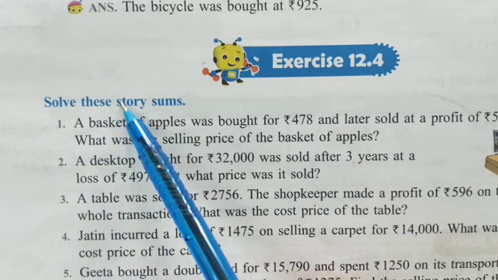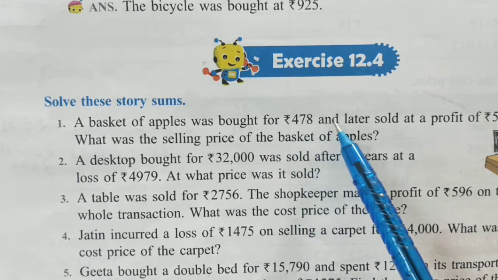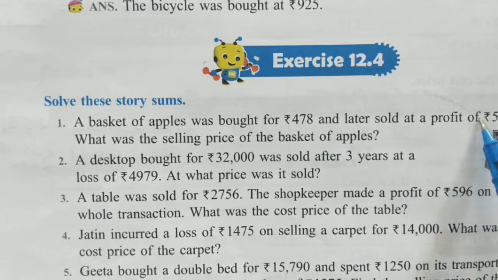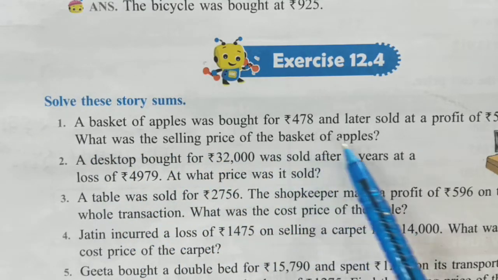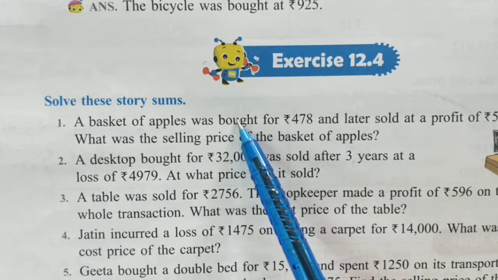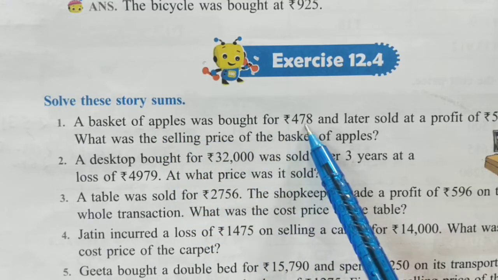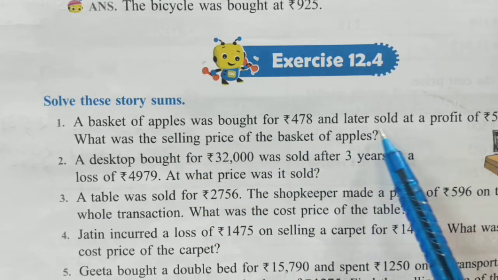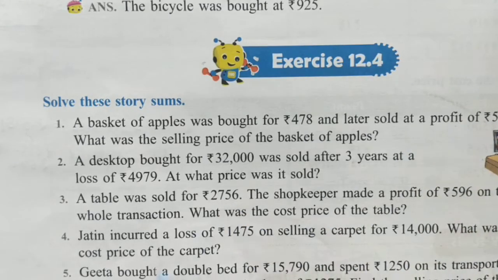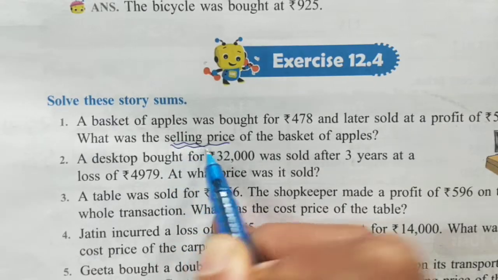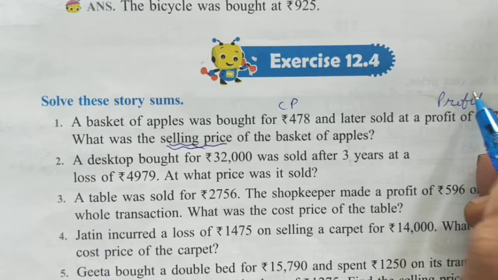First, solve these story sums. A basket of apples was bought for rupees 475 and later sold at a profit of rupees 57. What was the selling price of the basket of apples? Here we have given bought, means this is a cost price. So CP of basket of apples is 478 and profit rupees 57, and we have to find out selling price, means SP. This is CP, this is profit, and we have to find out SP.